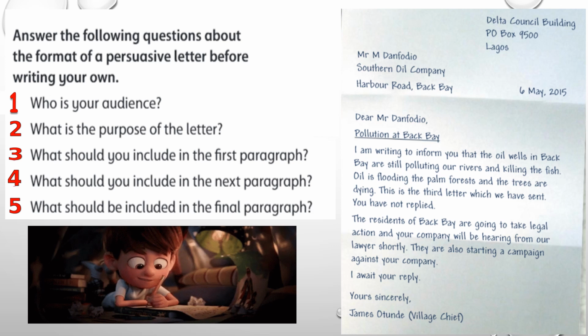Question number 3. What should you include in the first paragraph? The purpose should be explained clearly in the first paragraph. As here, the chief is explaining why he is writing the letter, together with your opinion on the subject of the letter. He is stating that this is still happening. The process of polluting is still going on.